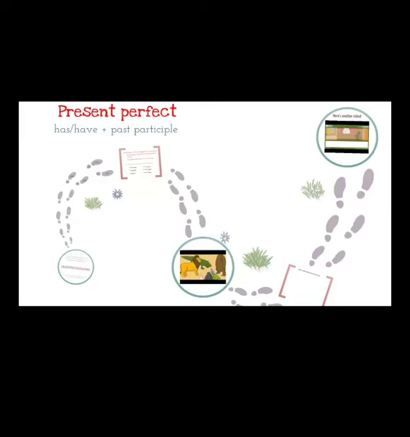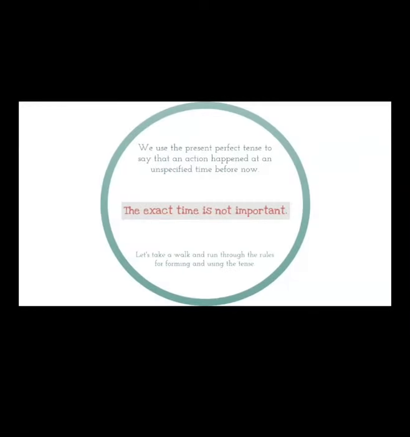So we are going to review the present perfect tense that we've been talking about these weeks. So we are going to start. First we are going to say what the present perfect is, or how to use it. We use the present perfect tense to say that an action happened at an unspecified time before now.